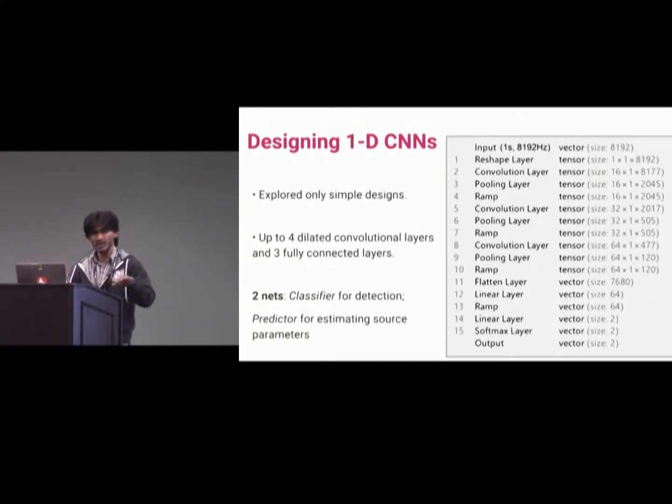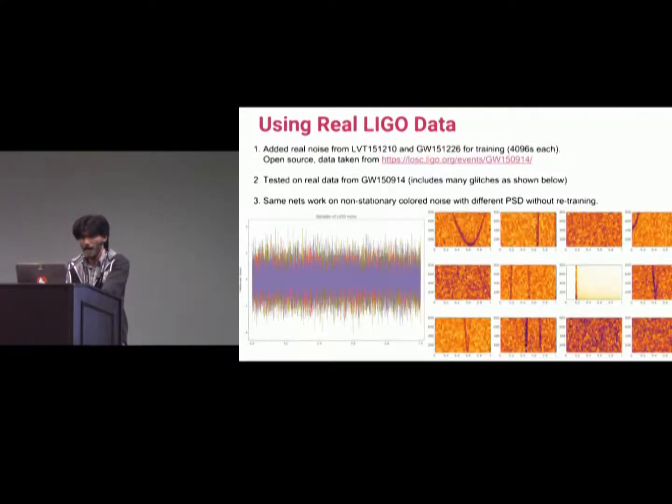We separated it into 2 sets because you can have the classifier have additional classes for different kinds of events like neutron stars, black holes, or even glitches. Then depending on the class, you can create a different predictor network for estimating the properties of that particular event. And we use dilated convolution layers. For training, we took real data that's publicly available. We injected templates into the real data, and we trained the network on these data sets.